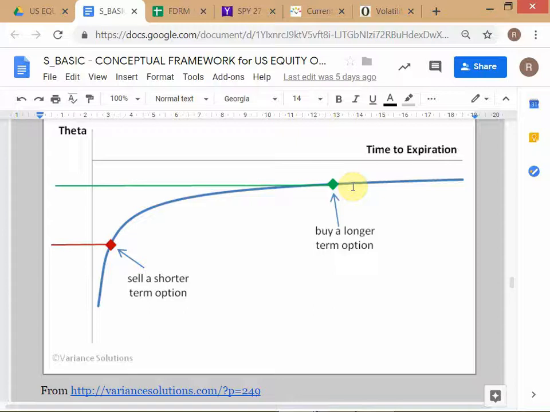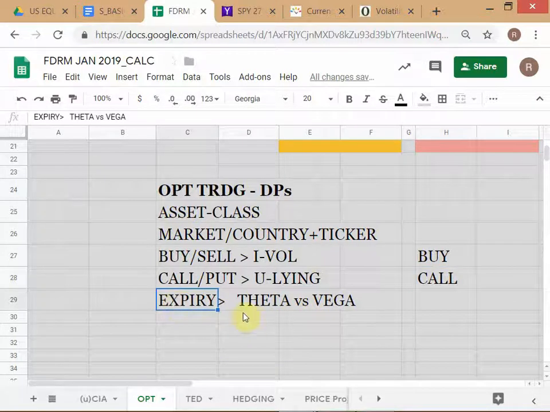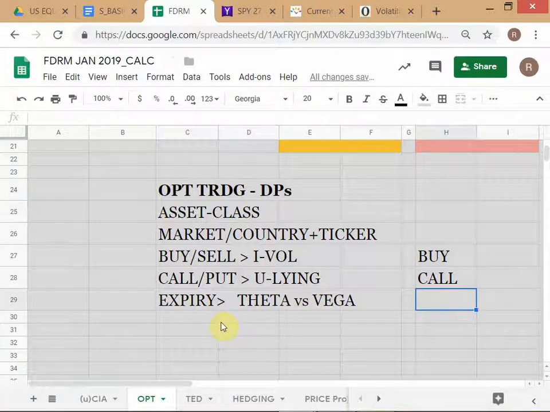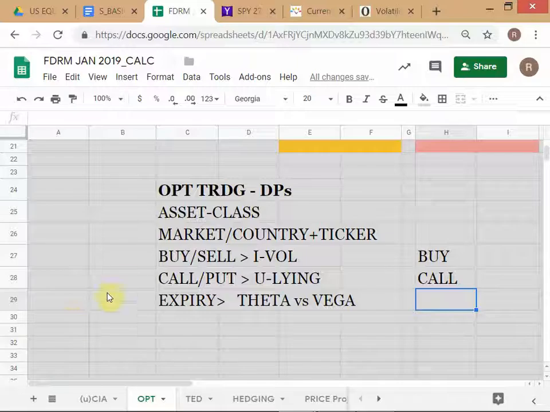The reason for this is based on what is called the theta versus vega, the two sensitivities. Theta versus vega. So the rule, I'm not writing it here, it will take up too much space, but you know the rule. If you're selling, go for shorter dated options. If you're buying, go for longer dated options. Why is that? The logic, I'll give you the logic now.